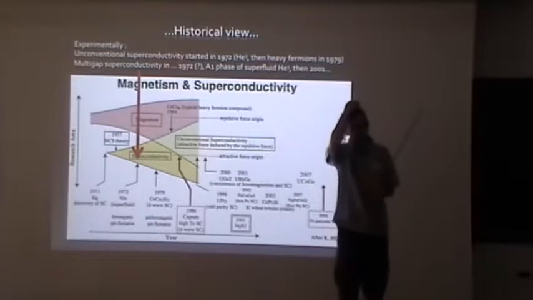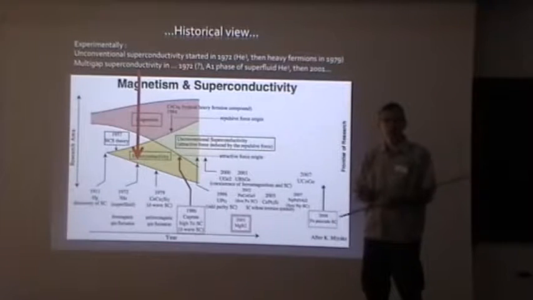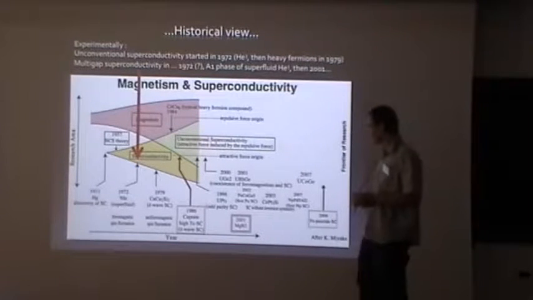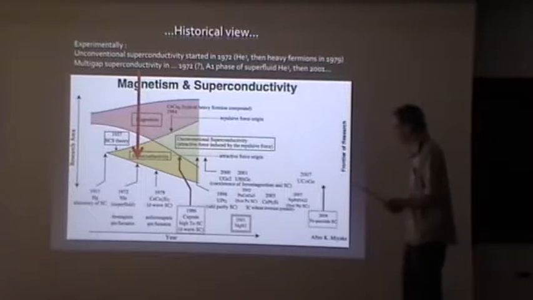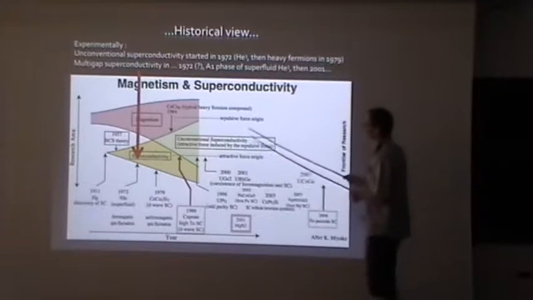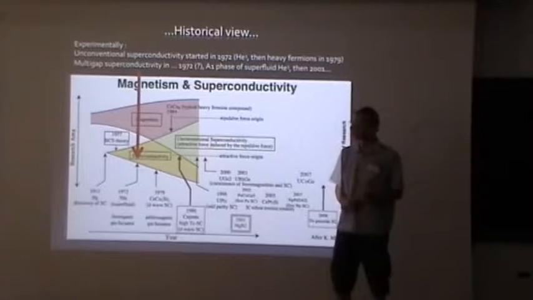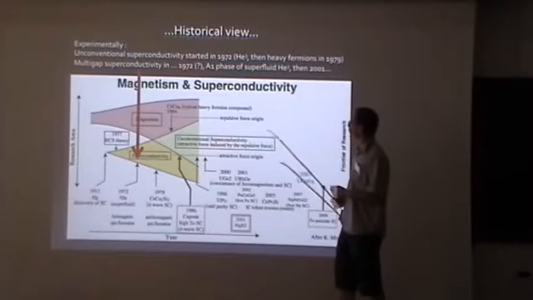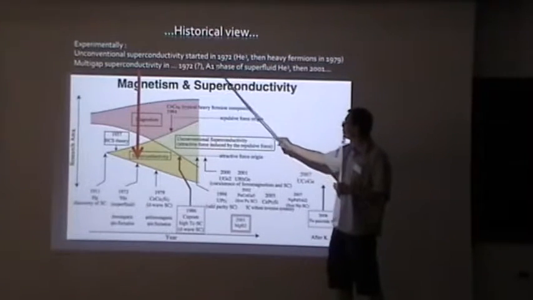Superfluid helium 3 was a very nice system. For theorists, it's a dream because it has a spherical Fermi surface, which can pair to form a superfluid. And in fact, it was the first P-wave superconductor, the first unconventional superconductor, discovered in 1972. And it was also probably the first multigap superconductor because of the A phase.